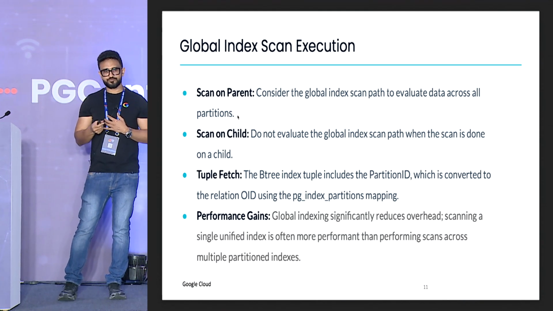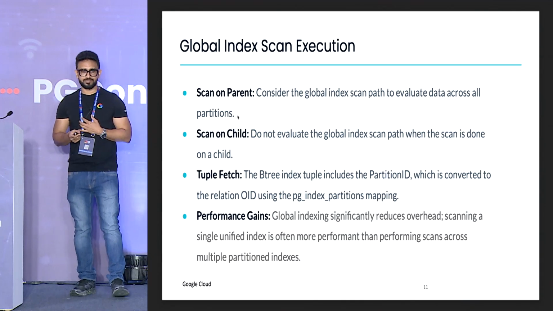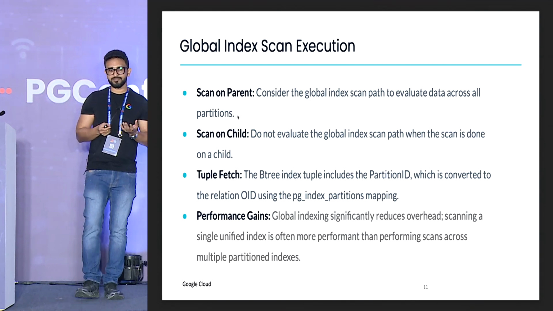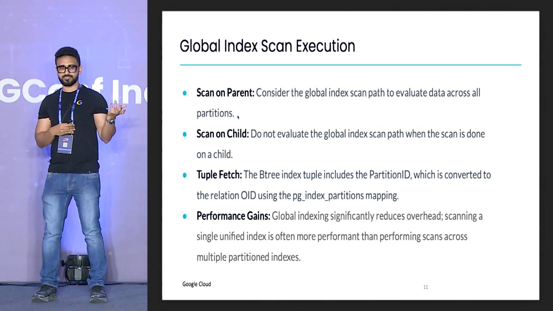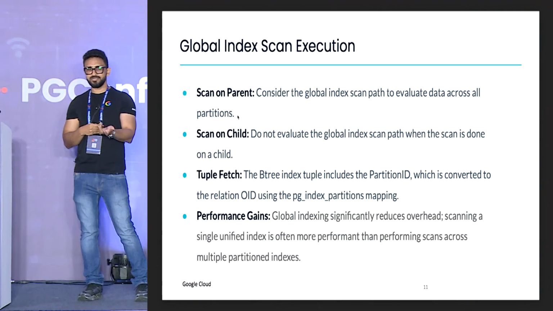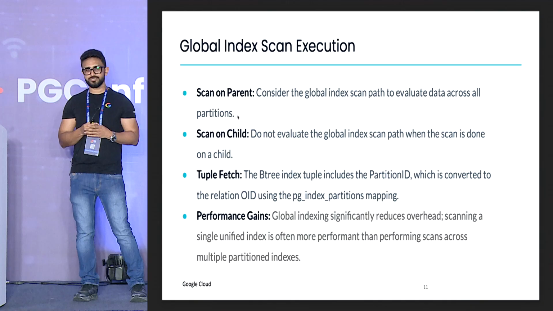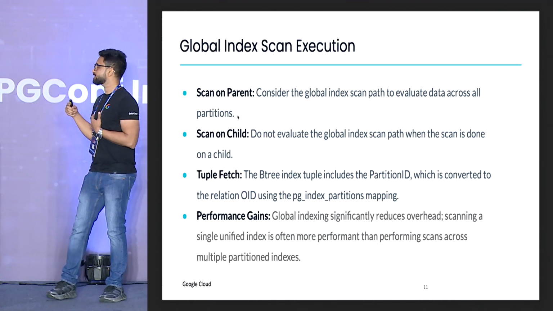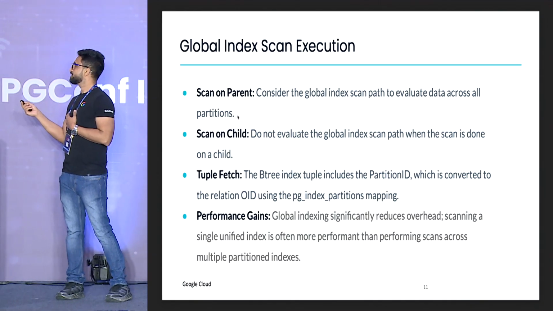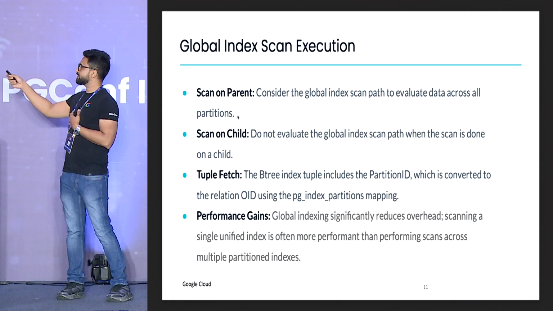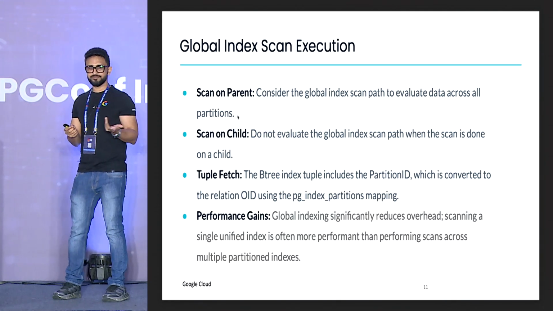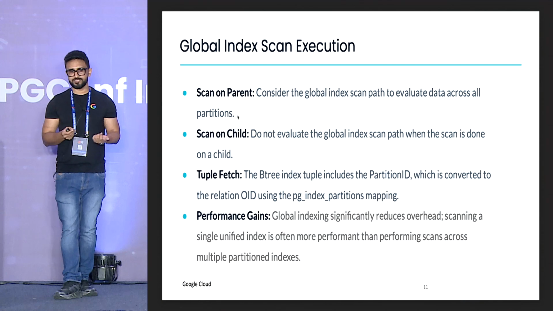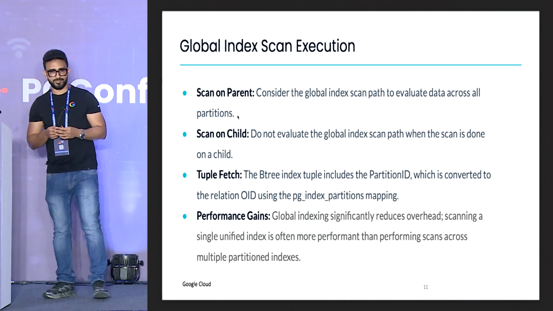How does the tuple fetch work in the global index scan? When you scan a B-tree tuple in the global index, you'll find key, partition ID, and TID. So what you need to do is convert the partition ID to a relation OID by looking into the PG index partition table. And once you find that relation OID, the TID is sufficient to locate the tuple within that particular partition.